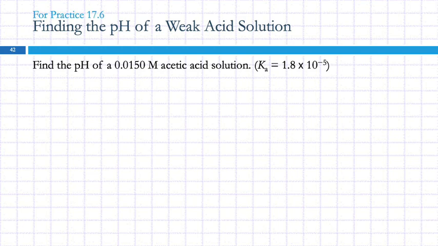Okay, so here's another one. Find the pH of a weak acid solution. Find the pH of a 0.0150 molar acetic acid solution. Ka is 1.8 times 10 to the minus 5.